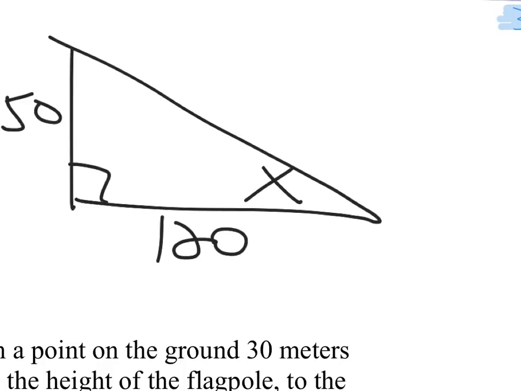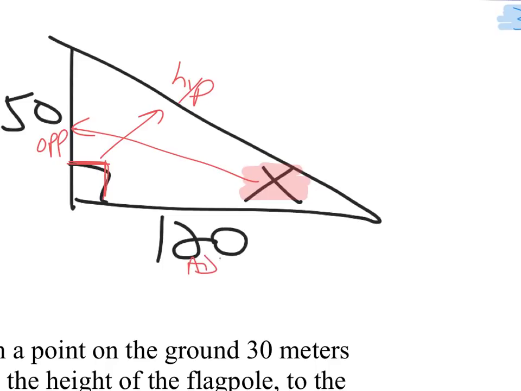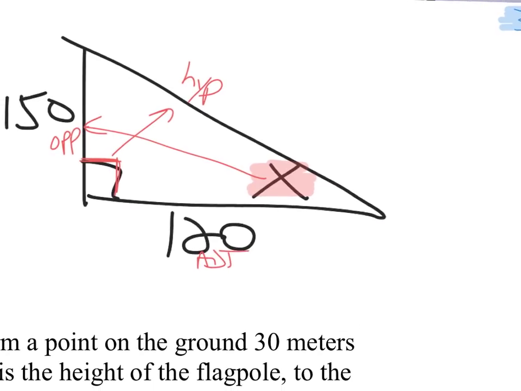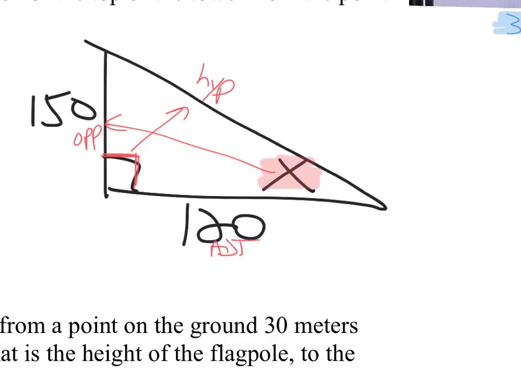So step 1 is to label the picture. So I have my right angle. I'll go across, label the hypotenuse. Trigonometry is always about angles. So in this case, the angle is x. So it looks like the 150 is going to be the opposite. And then that makes the 120 the adjacent. Our active sides are the opposite, 150, and the adjacent, 120.